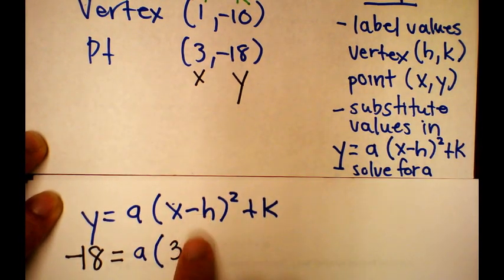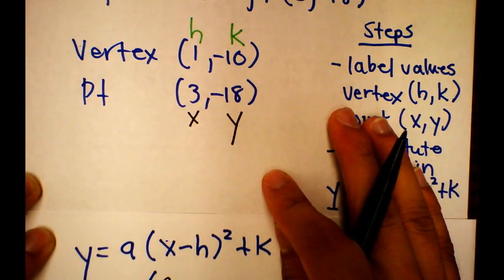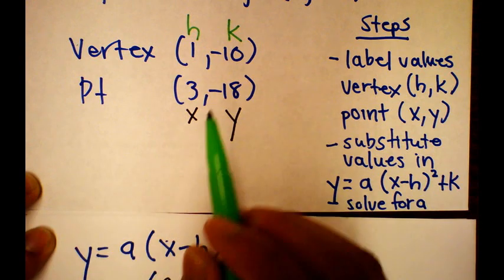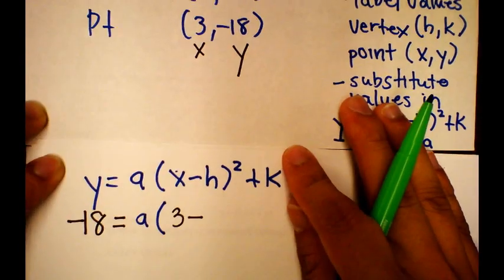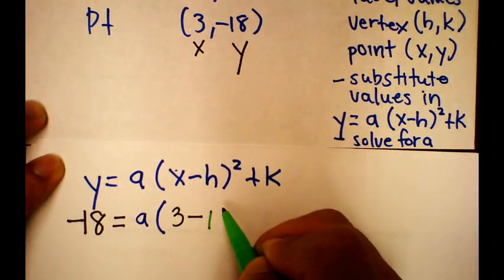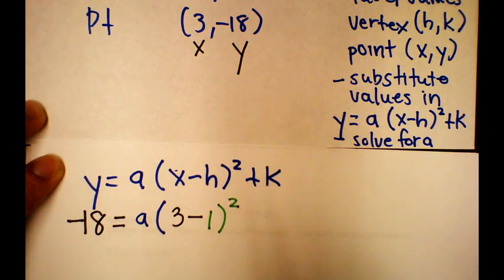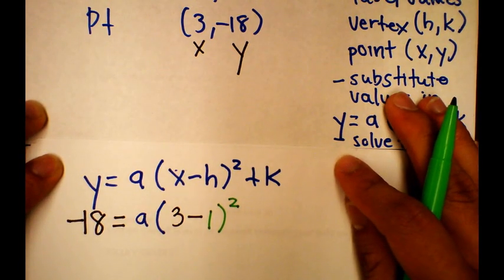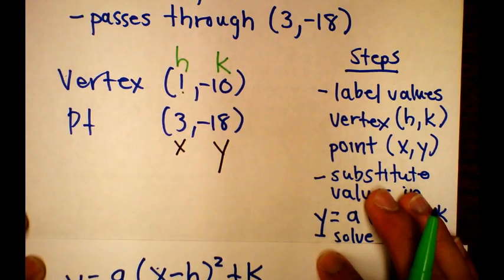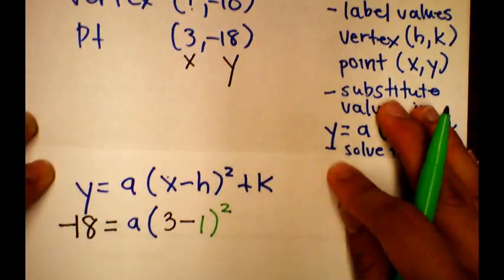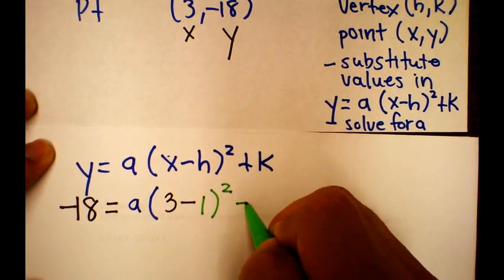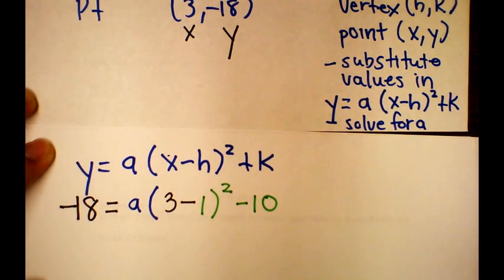Minus, so note that we still have to put that minus sign over here. What was the h value that we just labeled? The h value was 1. We're going to plug that back in over here. Close that parentheses square. Okay, and then your k value that we labeled was -10, so we are going to put -10 right over here. So we just substituted the values in for the vertex form.